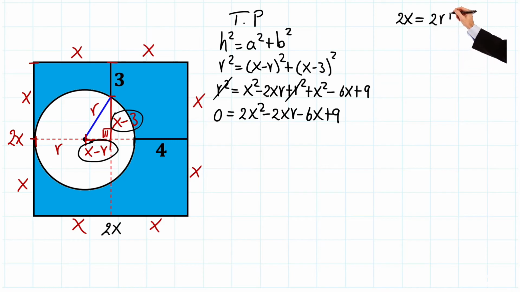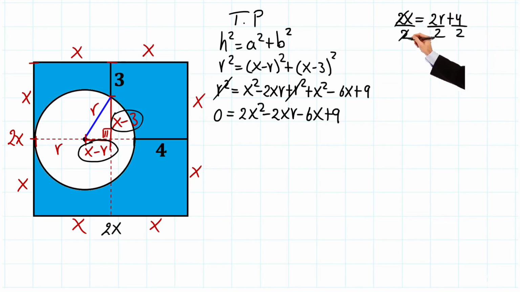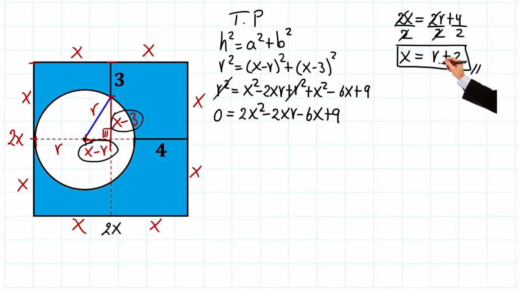Let's put it here. Everything is divisible by 2. Let's divide it by 2, by 2, and by 2. Simplifying here, we have that x is equal to r, and 4 over 2, well, it's 2. Fascinating. We already have here the value of x as a function of r that we can replace here.